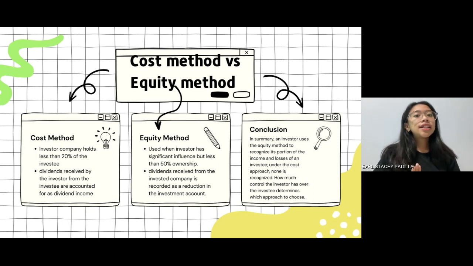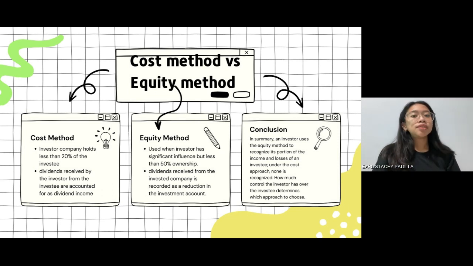Since dividends are treated as a return on investment in this method, they reduce the value of the investor's shares. By using the equity method, it reflects the actual financial position of the investor. This is because the equity method requires a company to account for its investment in another company based on its share of the investee's net assets.